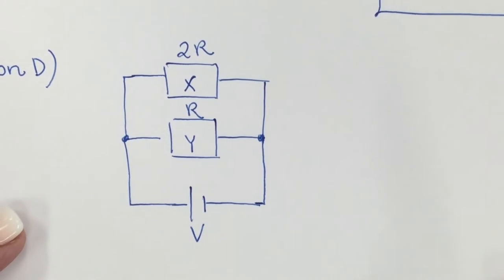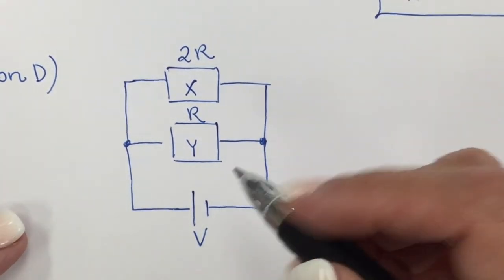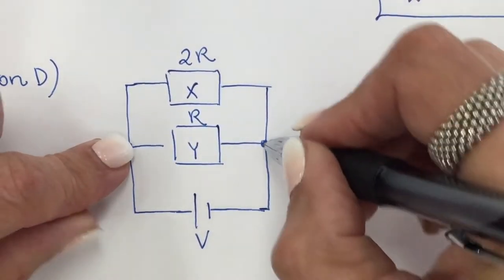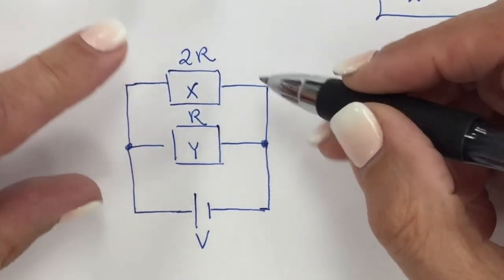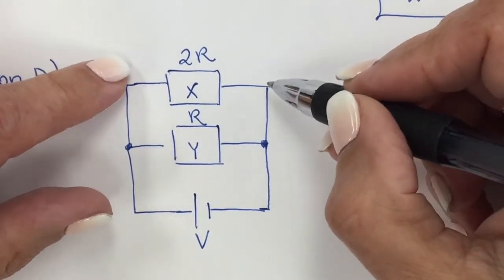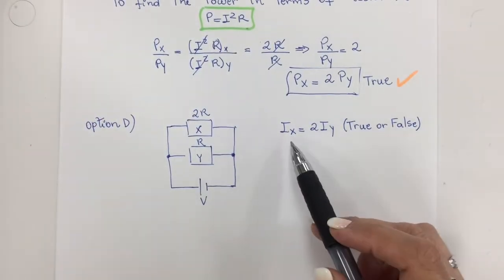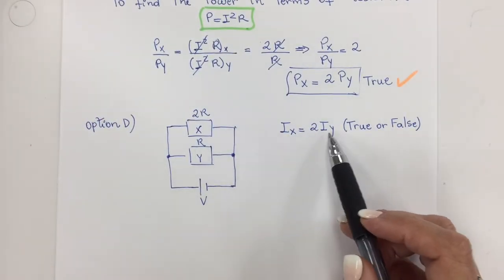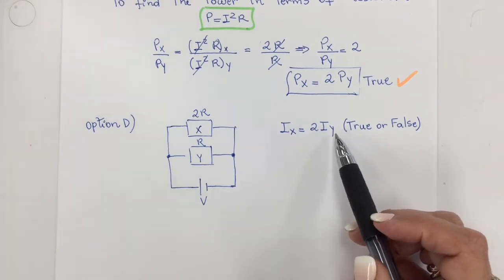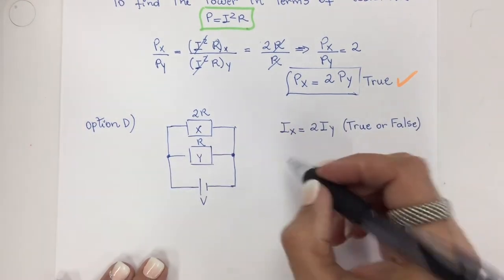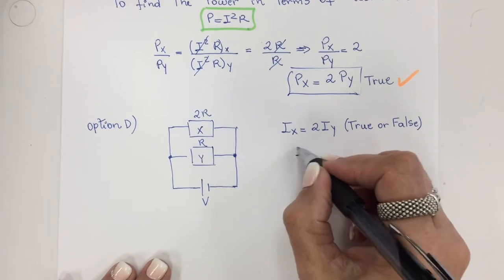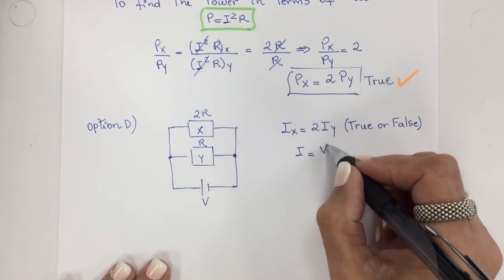Now I'm going to do the same thing, but this time in parallel. So now in parallel, the voltage across the wire Y and the voltage across the wire X is the same. The statement says the current in X is equal to 2 times the current in Y. So what I'm doing here is using the formula for Ohm's law. I is equal to V over R.